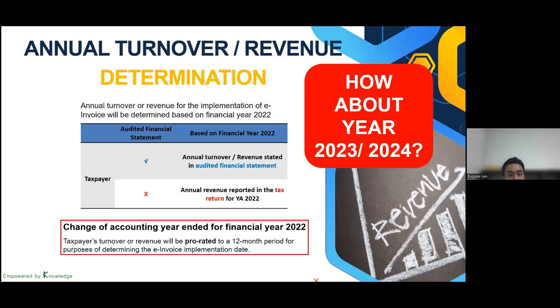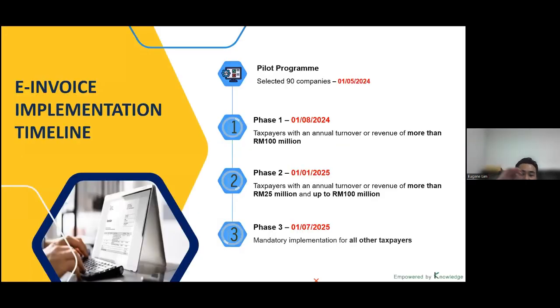So like just now we talked about the timeline. You will have 100 million, 25 million to 100 million, and the rest of the people doing business, they're going to register. But for 2022, you reach for 100 million. 2023, you didn't reach. Are you going to register earlier? Based on our understanding, not supposed to, but we will recommend you go to register earlier. Because according to the guideline, they say that it is 2022. But a lot of people, for those 2023, they didn't reach, they also register.